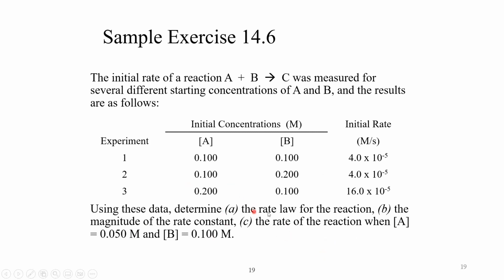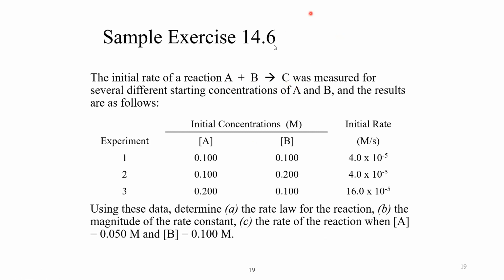But just like with the previous one, we can focus on the information we're given to get the order of each of these individual reactants. Then we can just use one of the trials to figure out what K is, so actually solve for that constant. And then once we have K, we have the new concentrations we want to use. We could plug that all in just to get the rate of whatever the reaction is going to be. So in this case, we're just looking at a generic A plus B gives us product C.